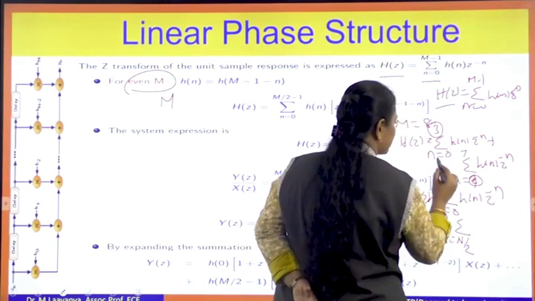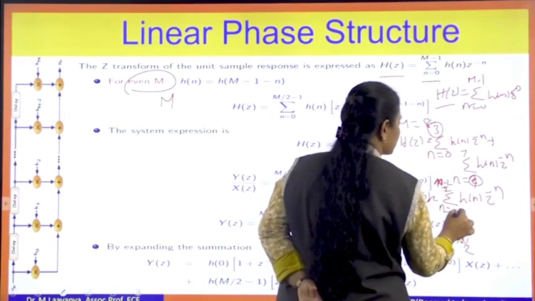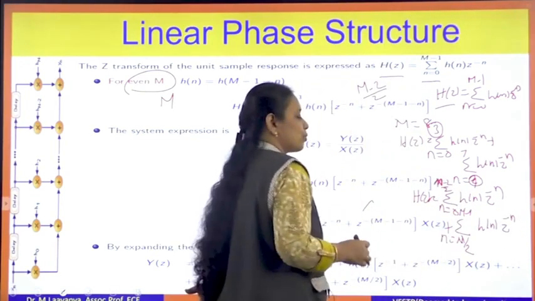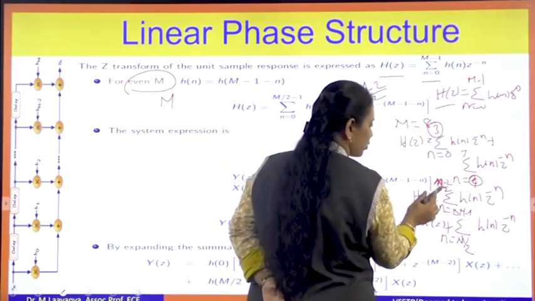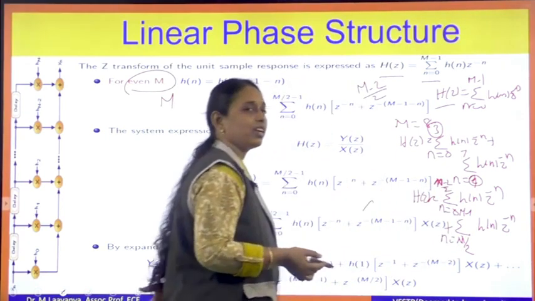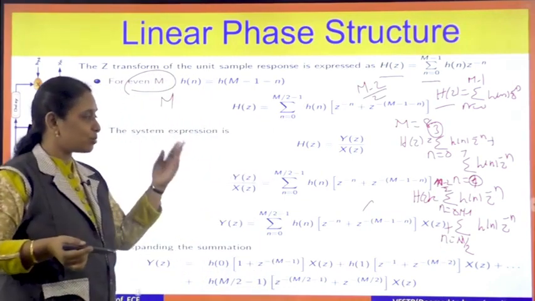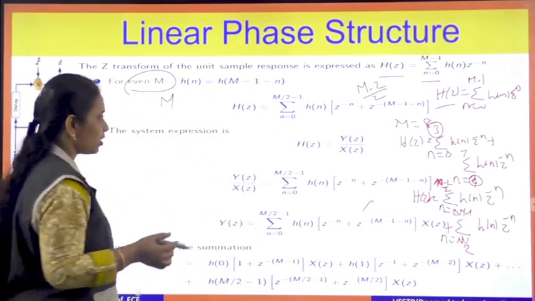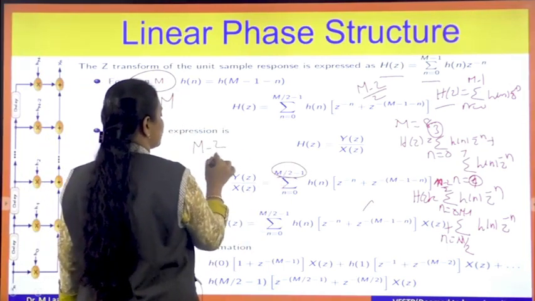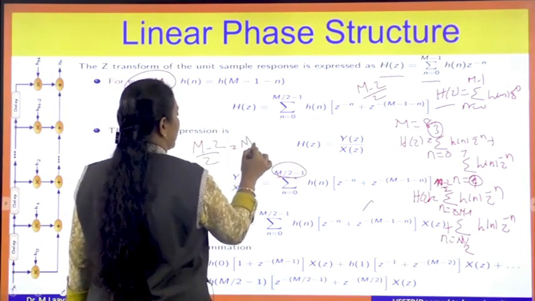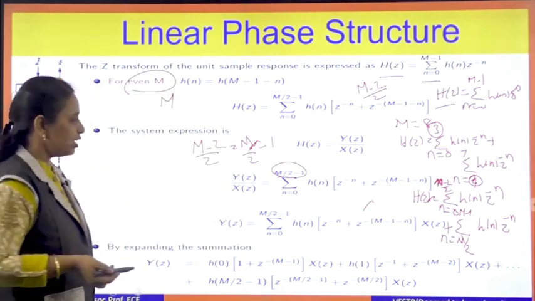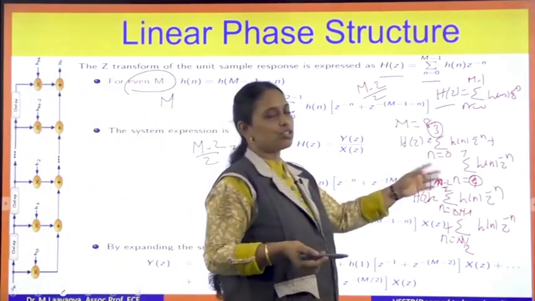N is equal to N by 2 to M minus 1, h of n z power minus n. So if you see the first summation, it is varying from 0 to (M minus 2) by 2. Second summation, M by 2 to M minus 1. I want the second summation limit to be similar to my first summation. Here it is written as M by 2 minus 1. Both are same. (M minus 2) by 2 is equal to M by 2 minus 1. Both are similar only. So I am saying it is (M minus 2) by 2.